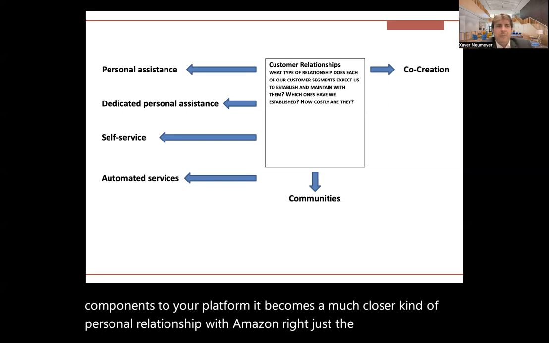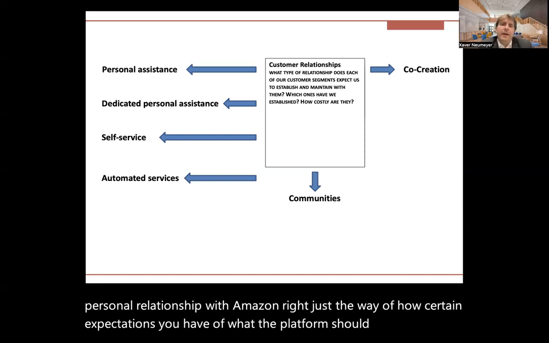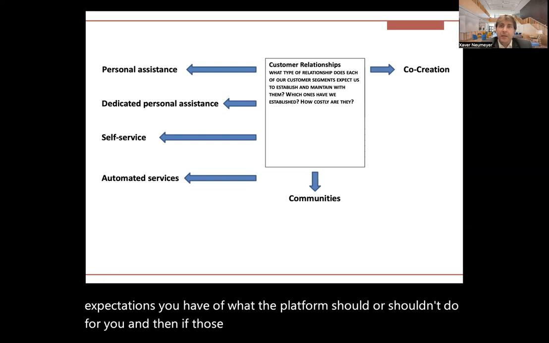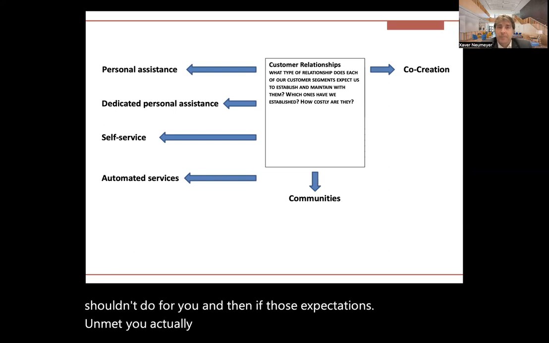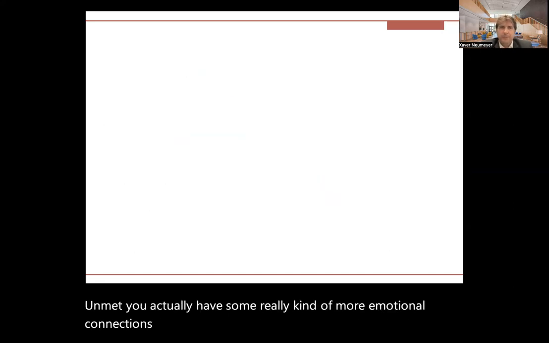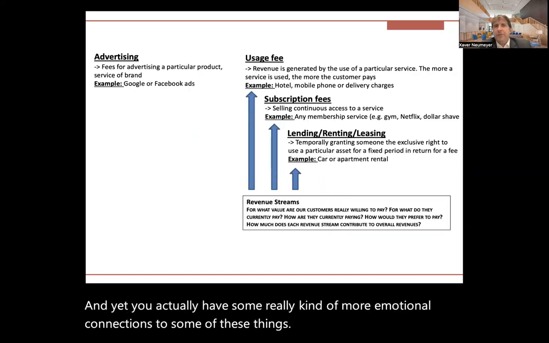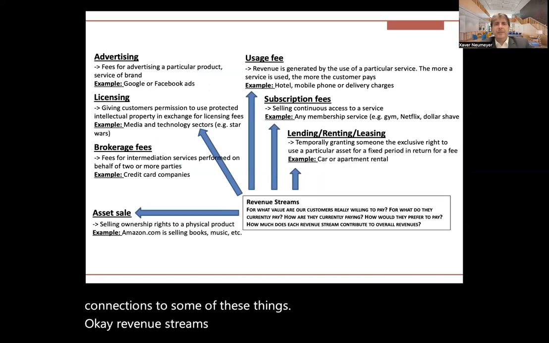Just the way of what certain expectations you have of what the platform should or shouldn't do for you. And then if those expectations aren't met, you actually have some really more emotional connections to some of these things. Okay, revenue streams, and you can imagine there's a lot more options here.